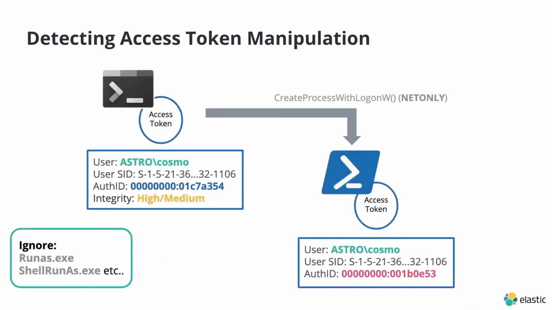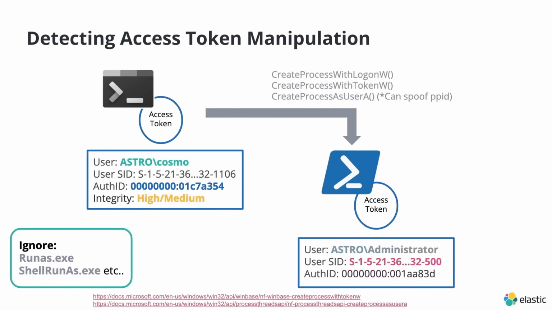In terms of process data, you might want to look for users, so this is high or medium integrity, spawning processes as the same user but a different auth ID. Hence, it's a new logon session, so it's a netonly gadget. And you might also want to ignore common admin tools like runas. Also note that because it goes through the secondary logon service, I don't think you can spoof the PID, as far as I know, for CreateProcessWithLogon.